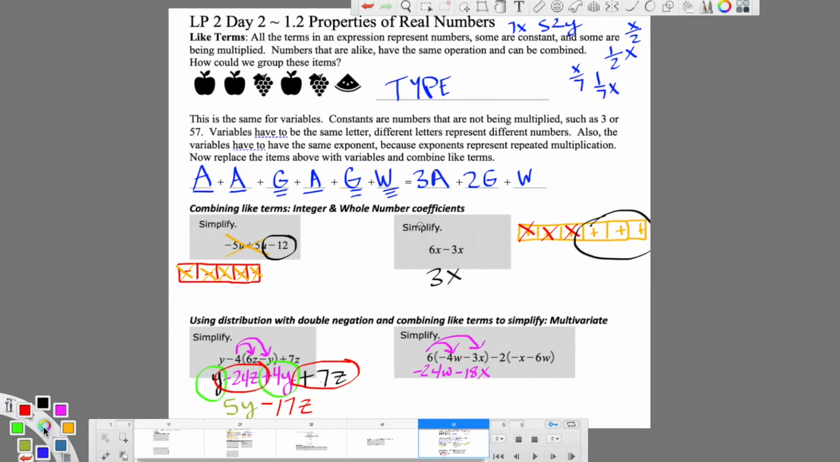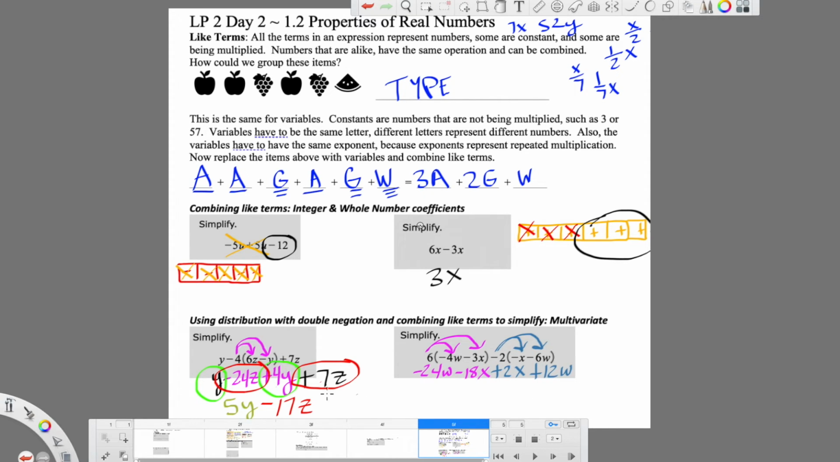And let's see, I'll do this one in blue. So now we're going to distribute this other one because we have two different sets of parentheses. So we get to distribute again. So we have negative 2 times negative x. Two negatives make a positive. 2 times x is just 2x. And then negative 2 times negative 6w again. Two negatives make a positive. 2 times 6 is 12. And then we bring the w with it.